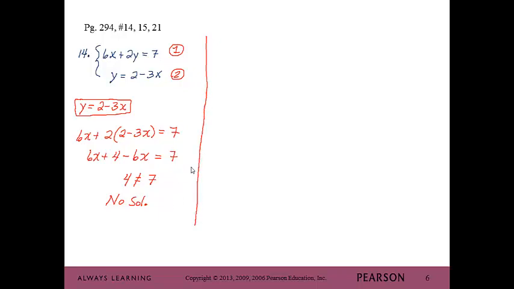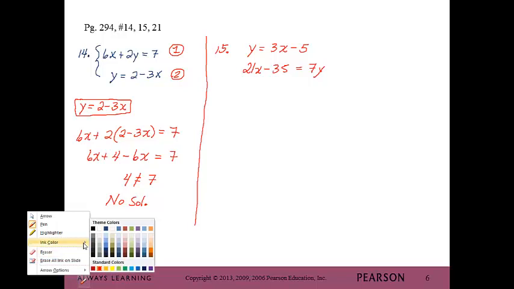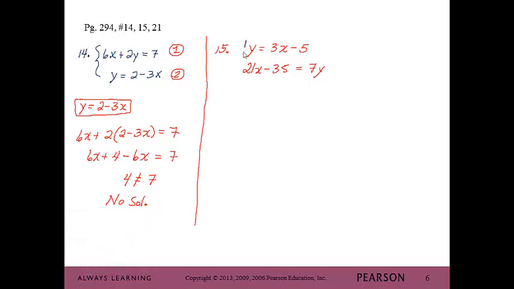All right, let's look at number 15. Now we have the system y equals 3x minus 5 and 21x minus 35 equals 7y. And again, we're using substitution. The first equation is already solved for y. So we're going to start with y equals 3x minus 5. And we're going to take this and substitute it into the second equation everywhere we see a y.